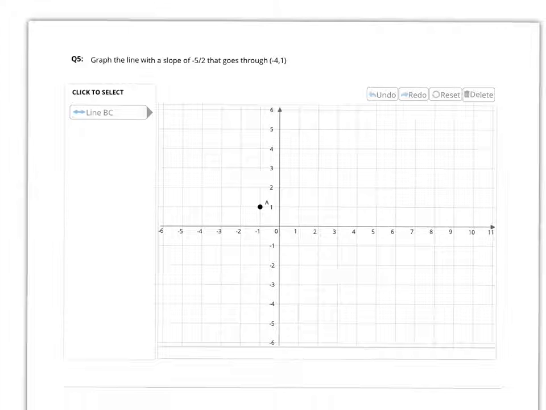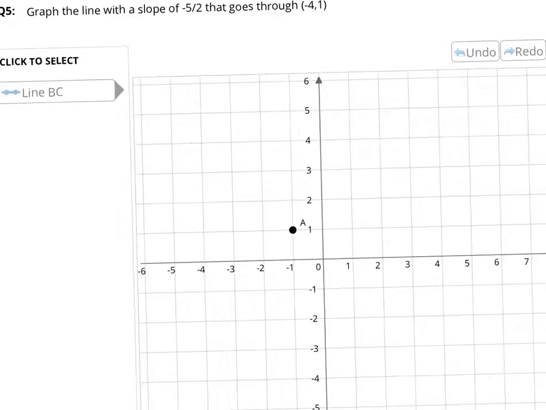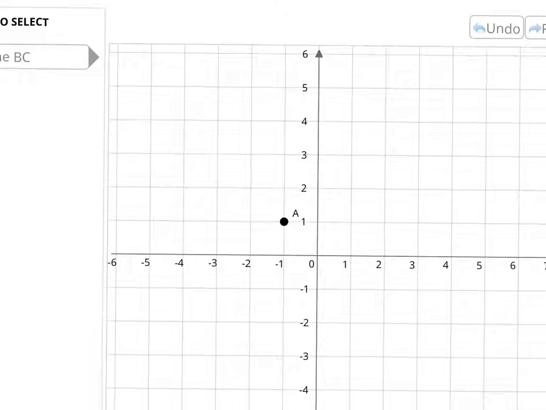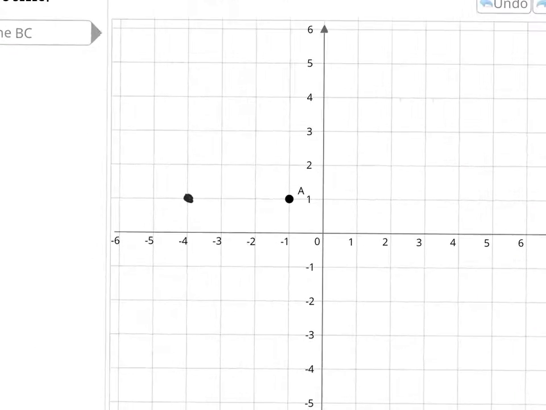Number 5, they wanted you to graph a line with a slope of -5/2 going through the point -4, 1. This was actually incorrect with the answer they were trying to do for you. So my apologies. I tried to look a little bit better this time and make sure that they're doing their problems right. -4, 1, remember x and then y. So this would be -4, 1. And then we want a slope of -5/2.